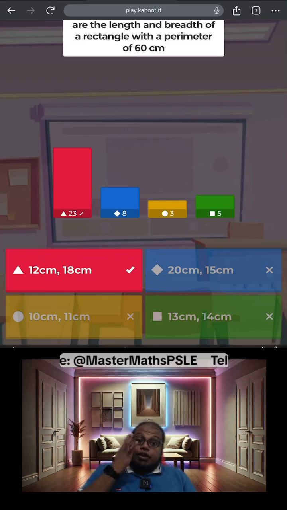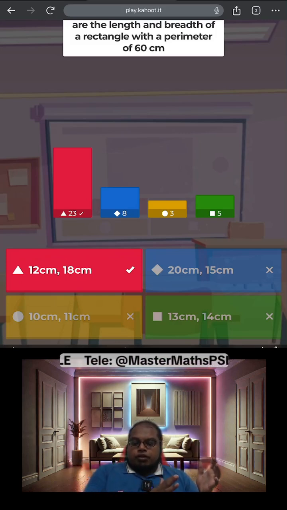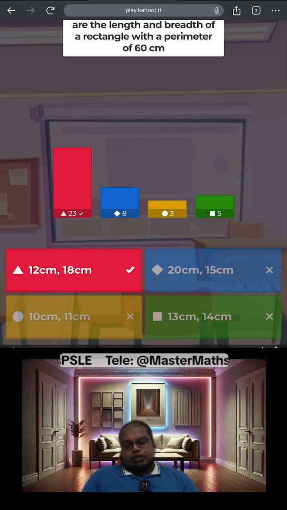Alright, very good. The answer is 12 and 18. Why? Because when you're finding perimeter, you are multiplying 2 times the length plus the breadth. So 12 plus 18 is 30, times 2 becomes 60.